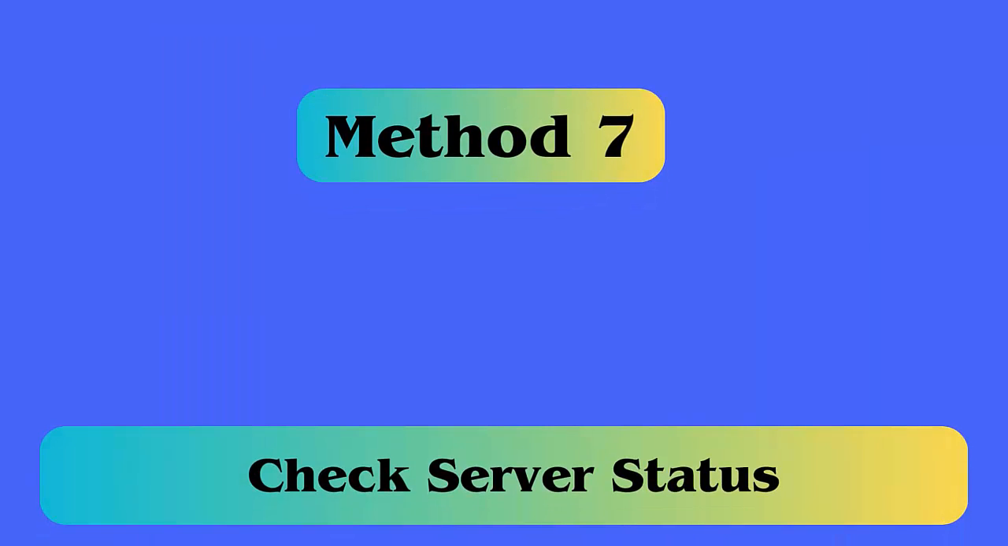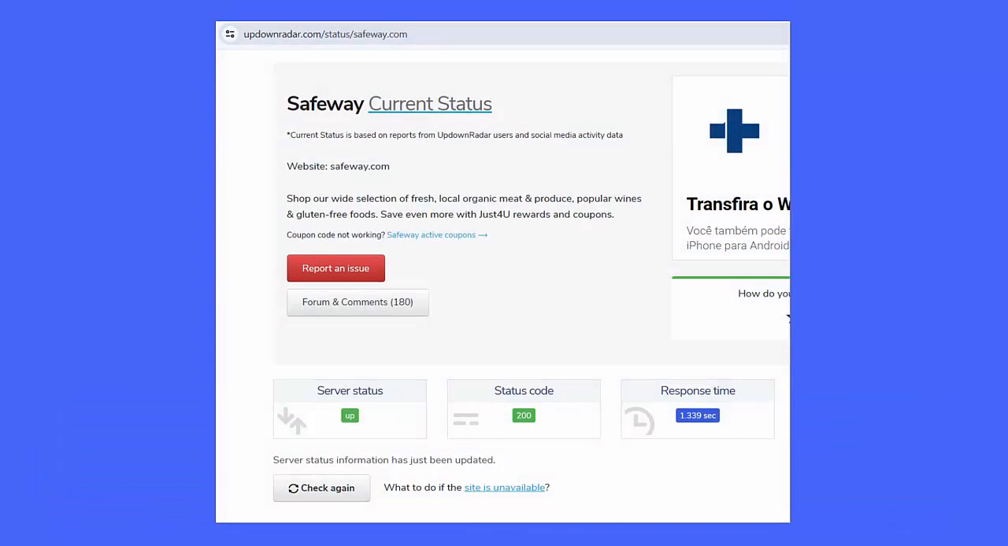Method 7. Check server status. You should check if there is a downtime or some maintenance work is going on. The simple way to check the current status of the app is by visiting the Up-Down Radar website. Here you will get to know real-time problems.